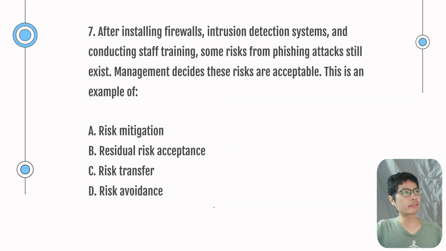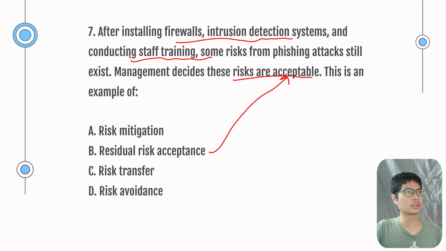Okay, question 7. After installing firewalls, intrusion detection systems, and conducting staff training, some risk from phishing attacks still exists. Management decides that these risks are acceptable. This is an example of, okay, I think this is really residual risk acceptance. They have already mentioned that these risks are acceptable, and they have done some of this stuff here, and some risks still exist because we cannot fully avoid risk. So I would say the question is very self-explanatory, and really this would be residual risk acceptance.